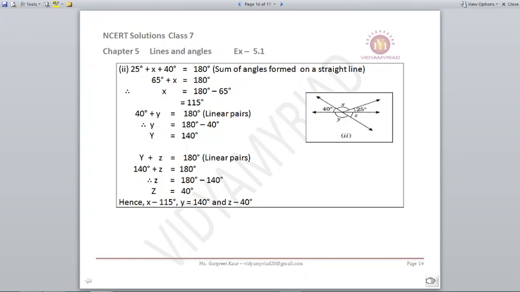We can write it as vertically opposite angles, or we can also form it as y plus z as a linear pair option. Y we have 140. So 180 minus 140 gives you 40 degrees. So z is equal to 40 degrees.